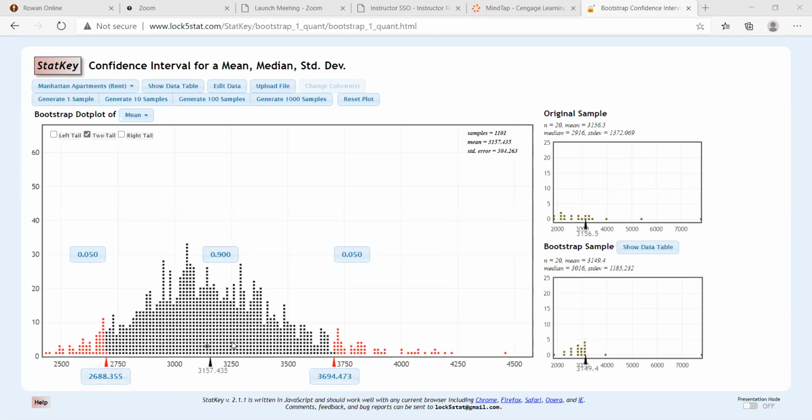How many black dots are there? It's 0.9 times 1,101. How many red dots are there outside the interval? 1,101 times 0.1. It's the sum of these 2 numbers, right? And that gives us the count.